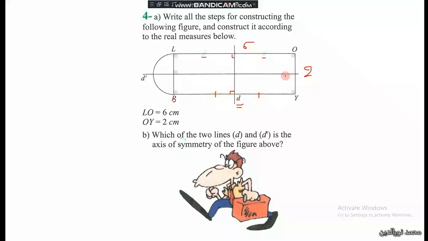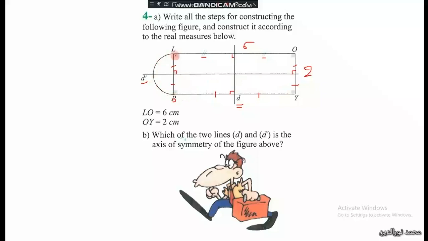And then we notice the other line D prime. D prime is perpendicular to LB, and also it's the perpendicular bisector of LB, and at the same time it's the perpendicular bisector of OY. So we draw D prime, the perpendicular bisector of LB and OY at the same time.